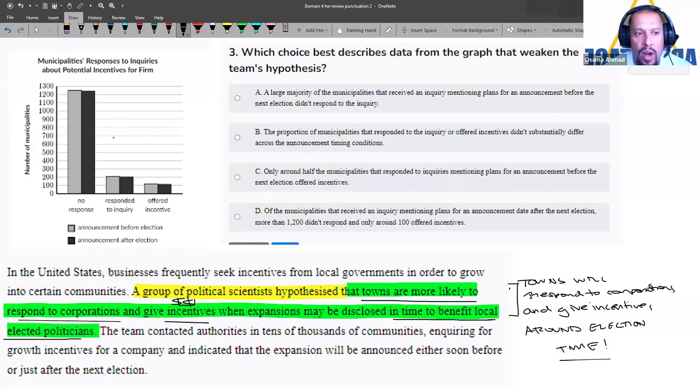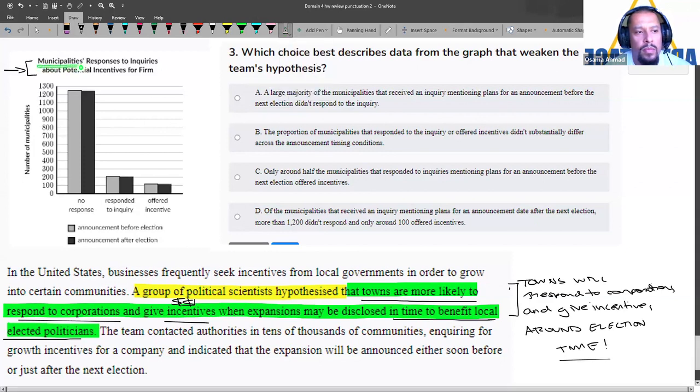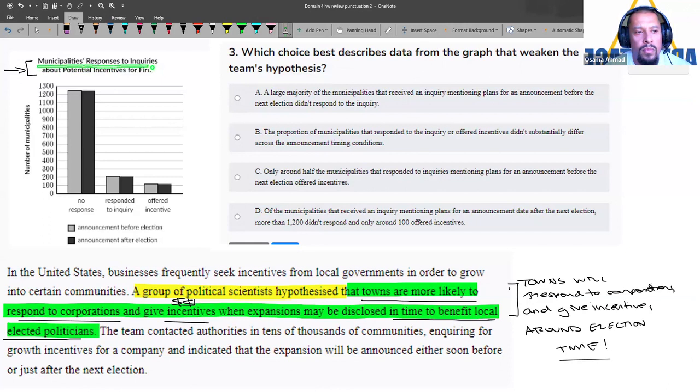So let's look at the graph, Mr. Muhammad. Read the title for me. Municipalities' responses to inquiries about potential incentives for film. Okay, so what do we see in the y-axis? A number of municipalities. A municipality is like an area or a zone. What do we see in the x-axis? No response, responded to inquiry, or offered incentives.